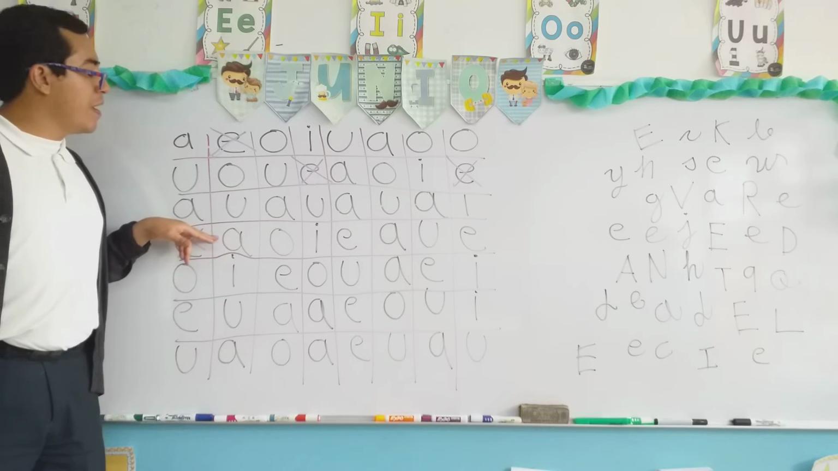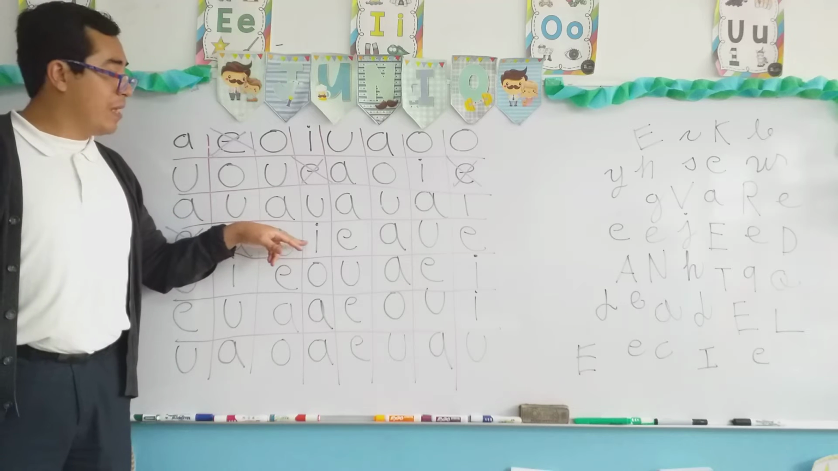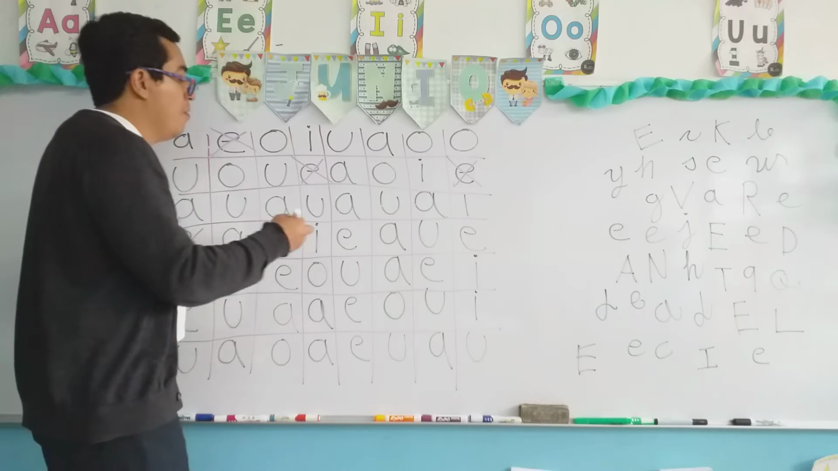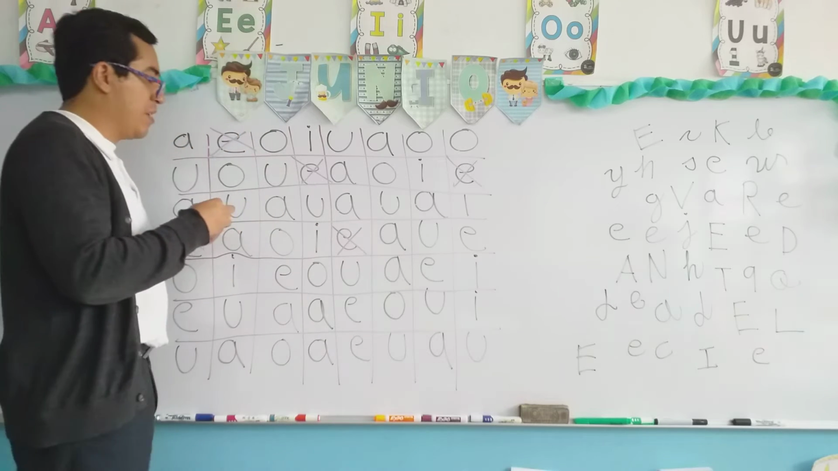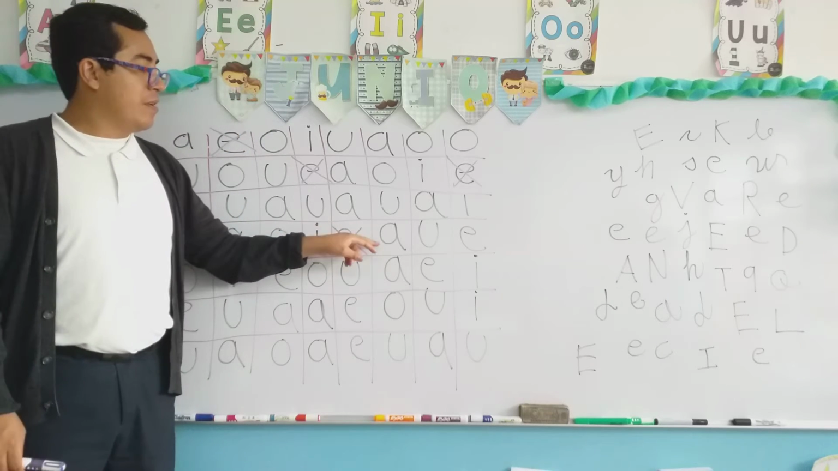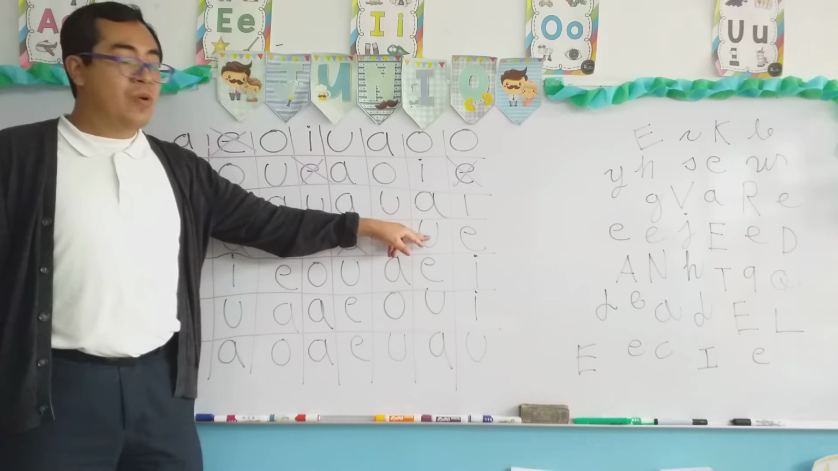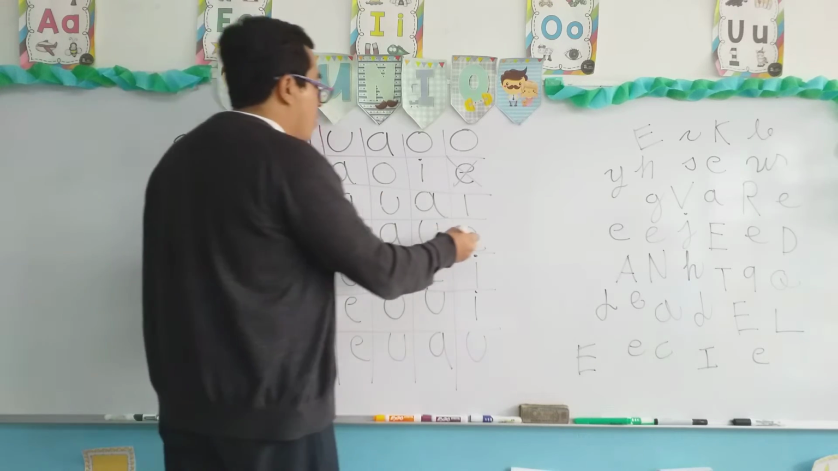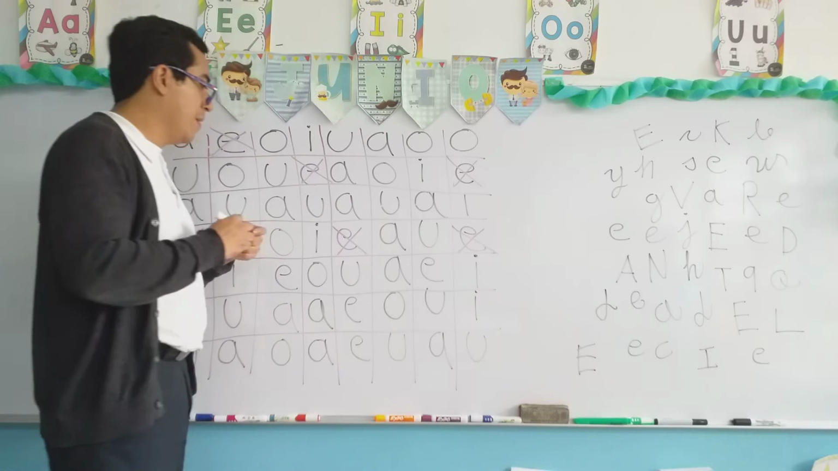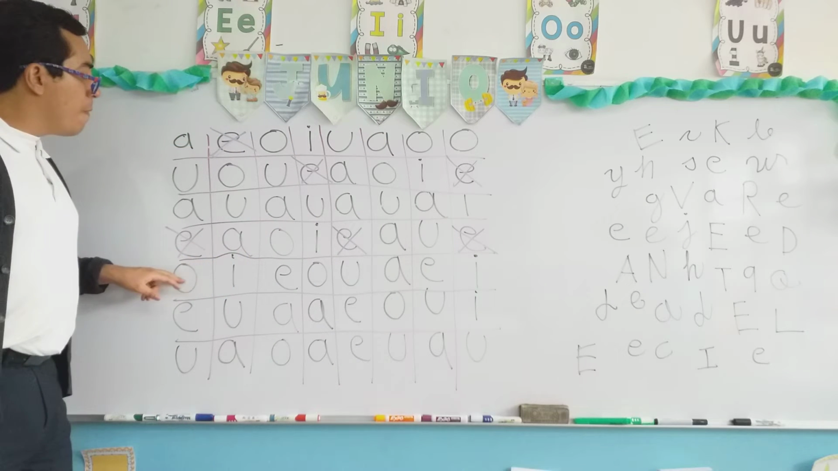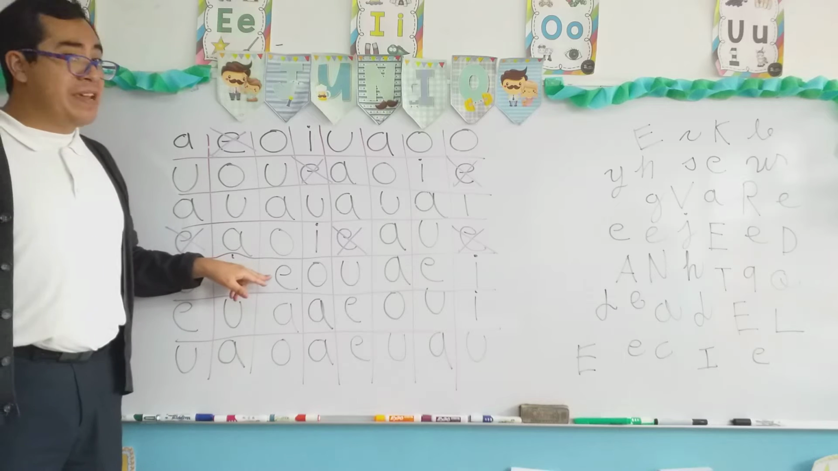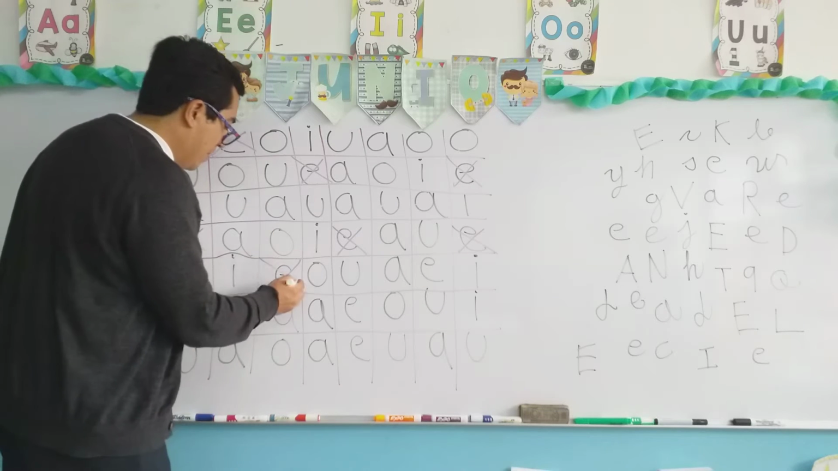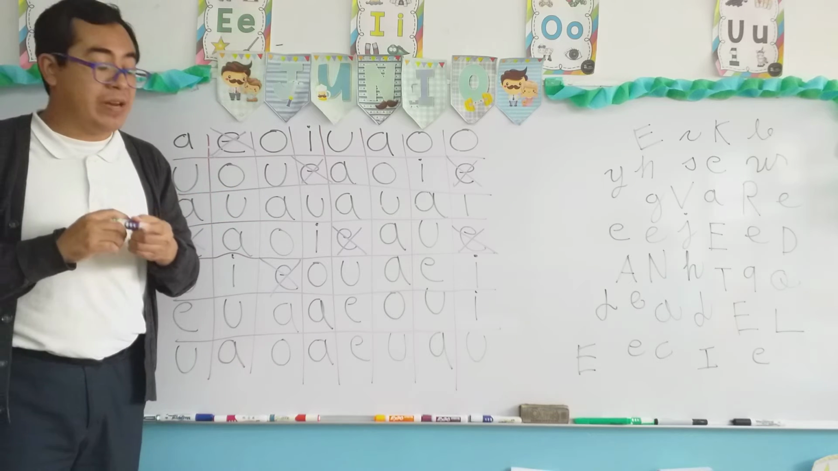Then we have letter A, letter O, letter I, letter E right here. So, of course, we mark it with an X. Letter A, letter U, another letter E. So you know what to do. Mark it with an X. Letter O, letter I, letter E, right here. So, let's stamp an X on it.